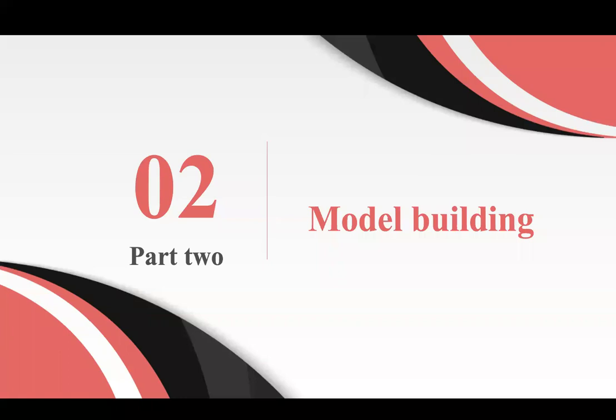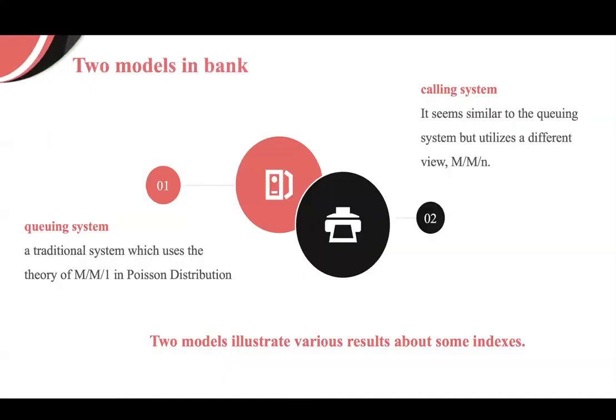I will introduce the model building. Currently, the bank service system obeys two kinds of forms. One is the queuing system, and the other one is the calling system. The queuing system is a traditional system which uses the theory of MM1 with Poisson distribution, and the calling approach seems similar to the queuing system but utilizes a different view, MMN. The two models illustrate various results about some indexes.